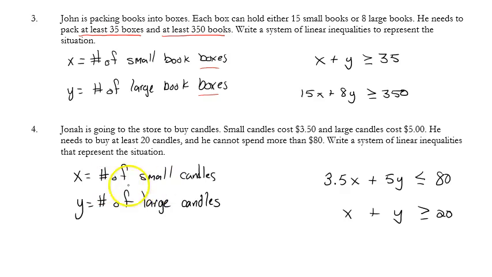So in this case, we have the number of small candles and large candles. We know that we are buying at least 20. That's greater than or equal to 20 when I add them. And I cannot spend more than $80. That's the same. So cannot is no more than, which is less than or equal to.